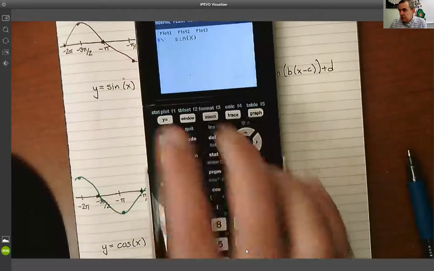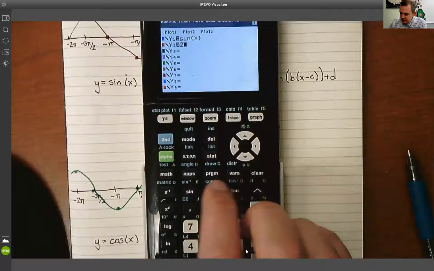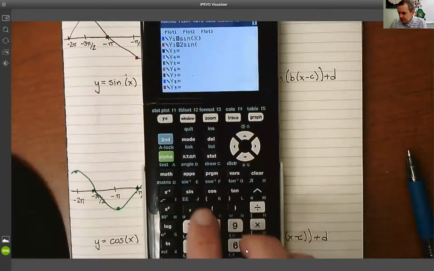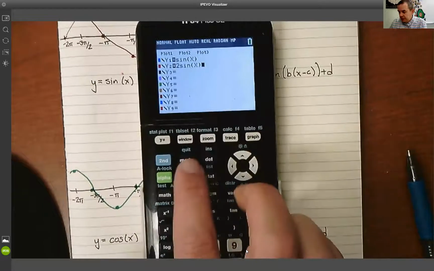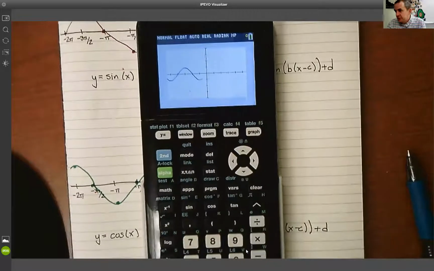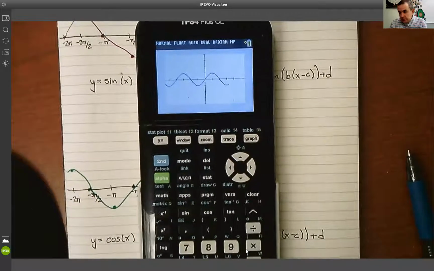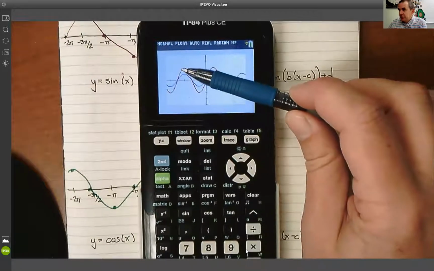Now we're going to play with the number up front. I'm going to make it 2 sine x. So what I did is I put a number in front of it. And again, what we did in class, we zoom 7'd it. Here's our sine curve, and next one's going to be our 2 sine. And if we look at it, notice the amplitude increased.